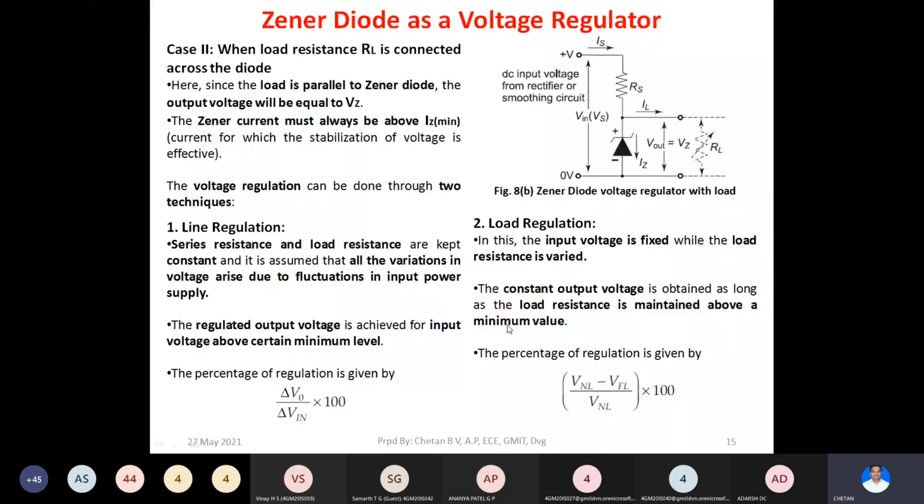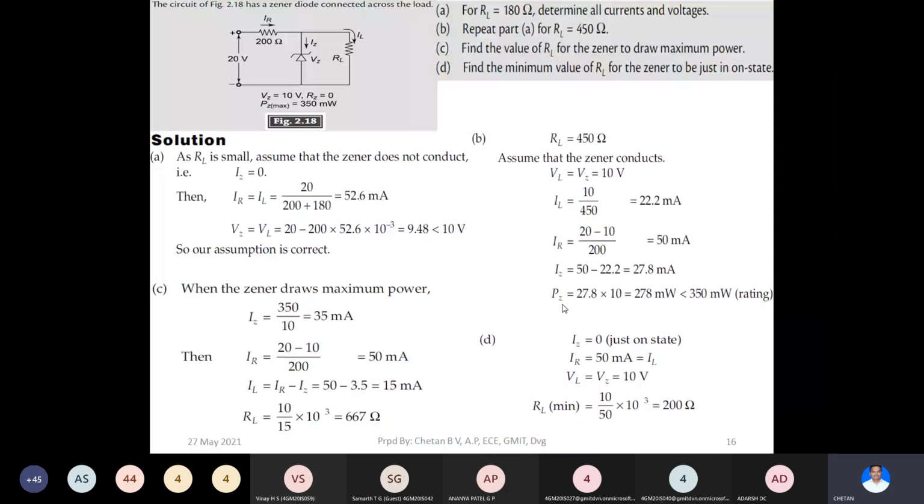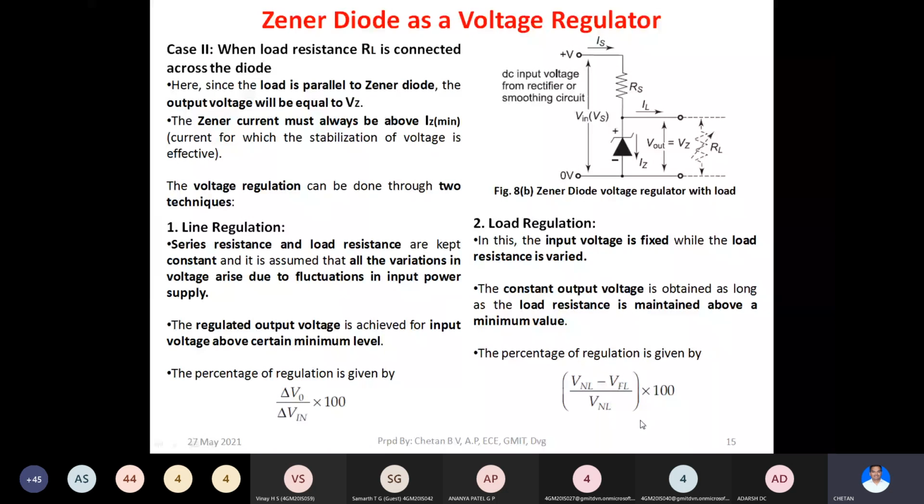In the last class, we have solved the first problem. In the first problem, there are four cases. Under these four cases, you have to find out different parameters. The first case is where you have a small value of RL. So from the previous slide, you have noted down that always the value of load resistance RL should be greater than a minimum value.